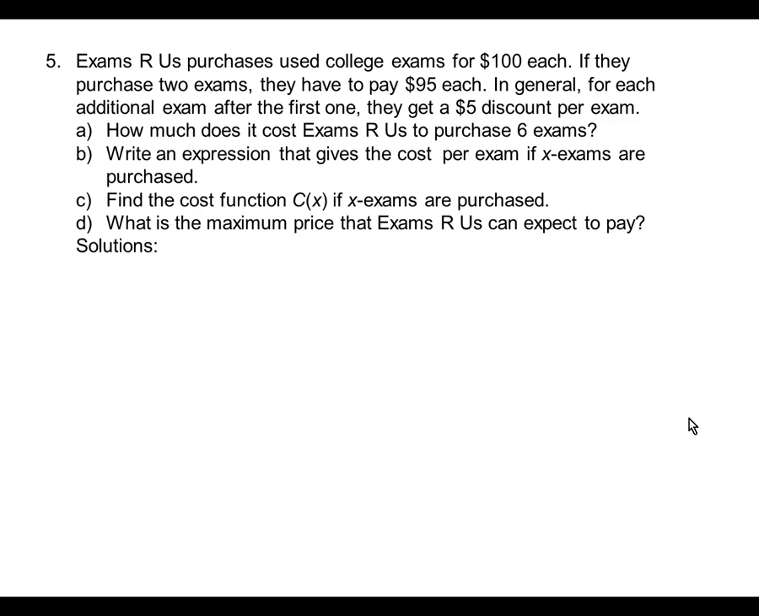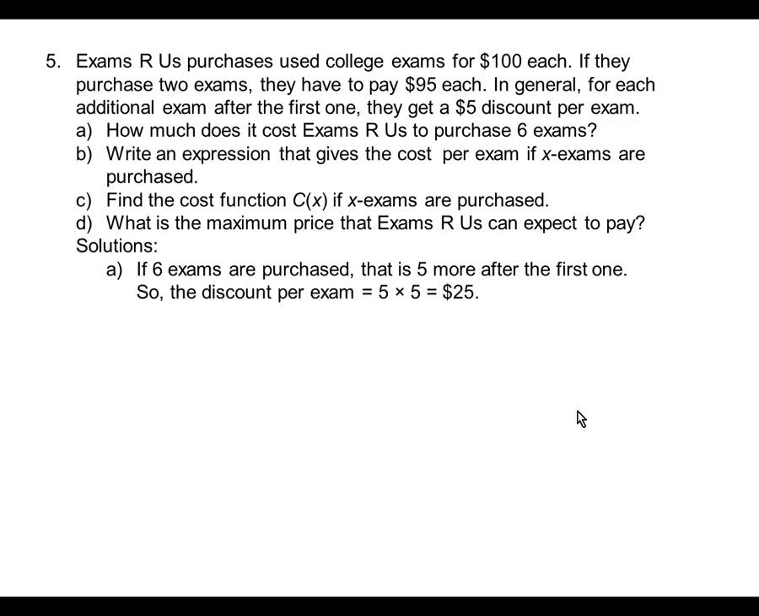Okay, our solutions. In Part A, if 6 exams are purchased, that's 5 more after the first one, right? Remember, the first one plus 5 more, that gives you a total of 6 exams. Remember, you get a $5 discount after the first one. So the discount per exam is going to be 5 times 5. Okay, one of these 5s is the $5 discount. The other 5 is the 5 more after the first one. So you're going to get a $25 discount on all 6 exams that you purchased.